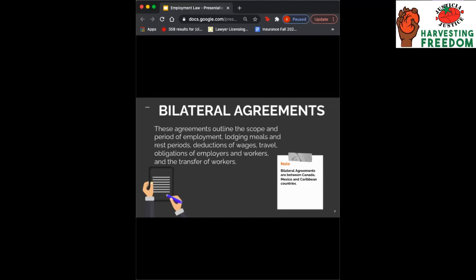We also want to discuss some of the problematic sections of these contracts. For both the Mexican and Caribbean contracts, the hours worked is 40 hours a week. However, there should be greater protections for workers to ensure that they are not being overworked.